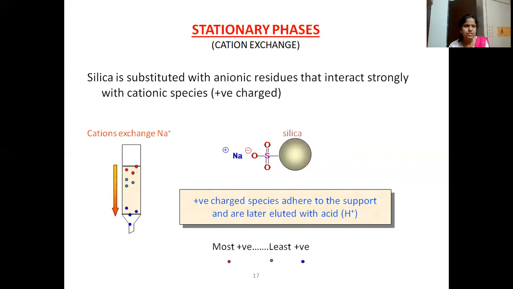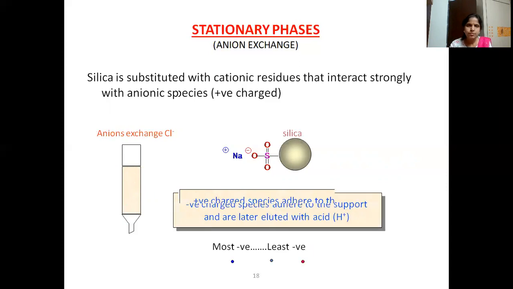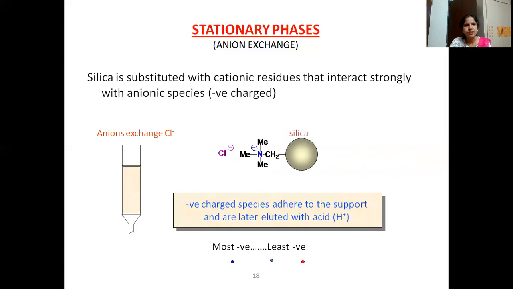So in this, you can say the exchange of cations takes place. So positively charged species adhere to the support and are later eluted with acid. So all the positive species will stay there. Okay. All the negative species will get eluted out first. And then later on, by changing the strength of the buffer, the positive charged species also will be eluted out. So similarly, we have anion exchange. So in anion exchange, the silica will have the counter ion as anion. So here in the example, you can see this is the anion exchange where Cl minus is the counter ion.